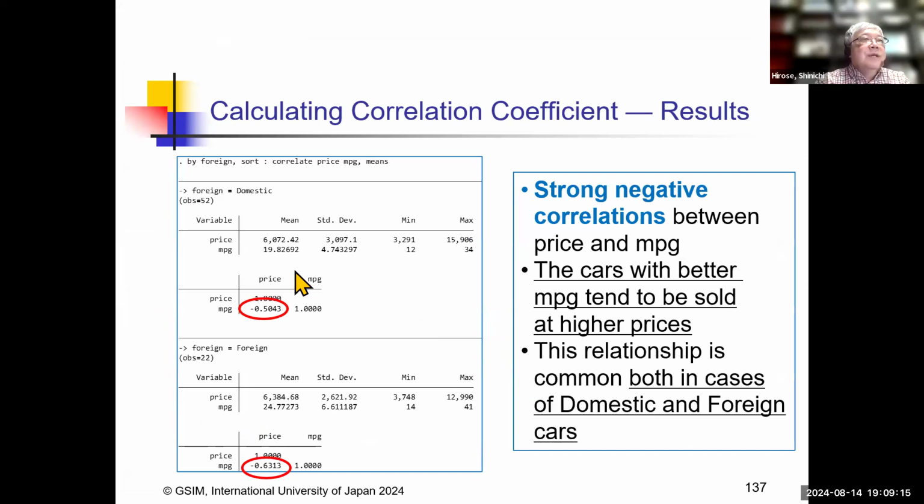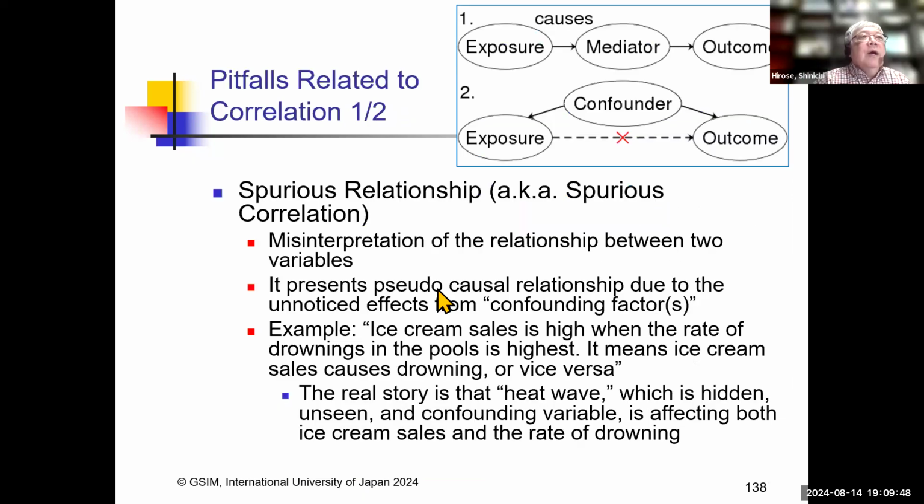Okay, so we have seen this, right? Strong negative correlations. The correlation coefficient ranges from 1 to -1. So -1 is totally negative correlation. -0.5 is somewhat strong negative correlation. And correlation is a powerful tool. However, there are some pitfalls.